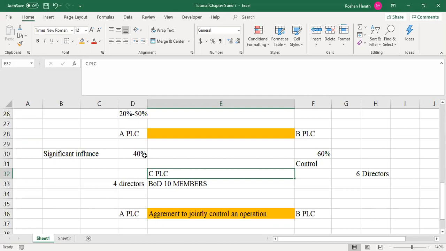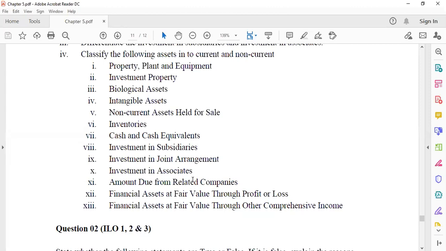So it can make a kind of significant influence. Hence it is what we call the investment in associate. Right? So that is just to explain it with a kind of situation. The question is whether you can classify this investment in associate as current or non-current. Yes, it is non-current.